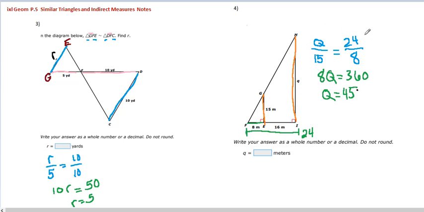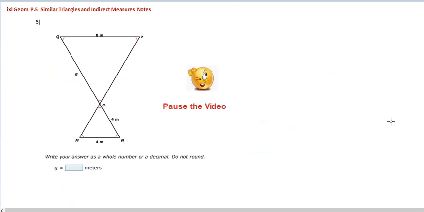Again, that's where your errors are going to come in. Be consistent with your ratios. Okay, why don't you pause the video again and give this one a try. We'll see if we get the same thing.